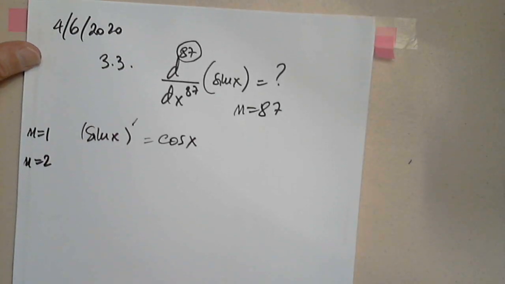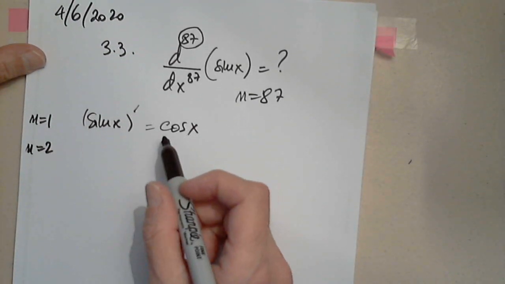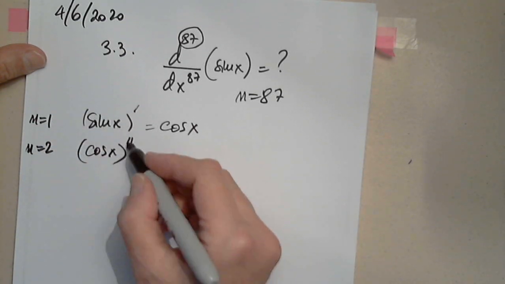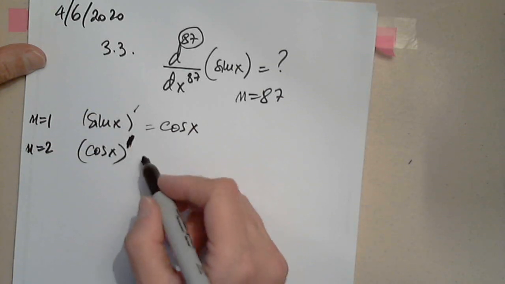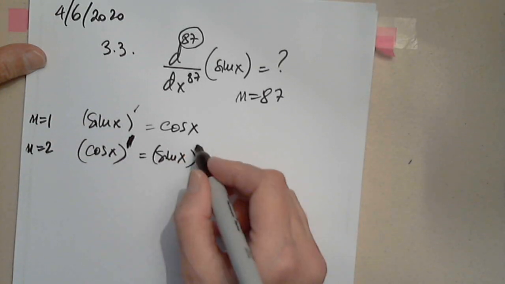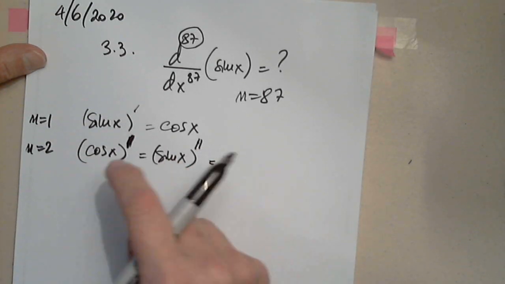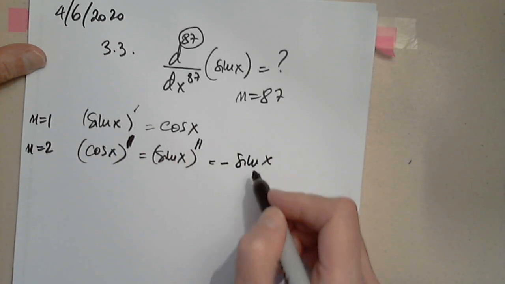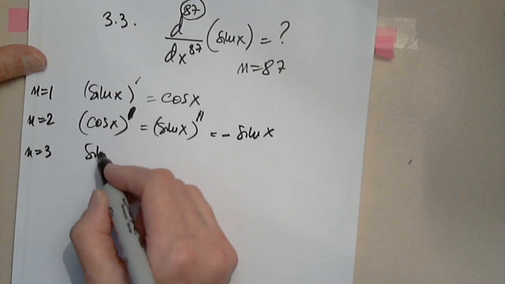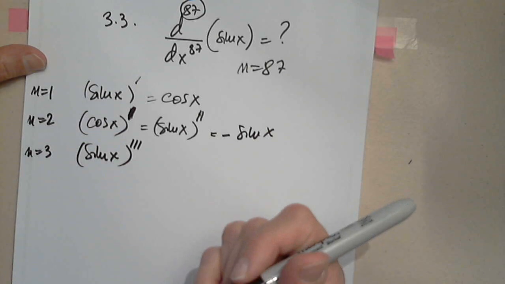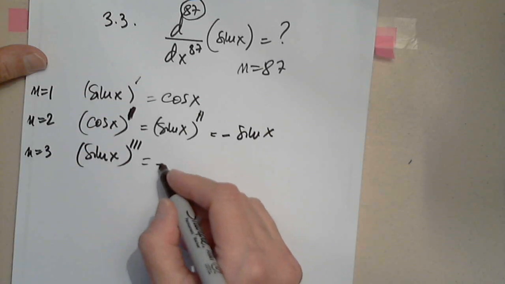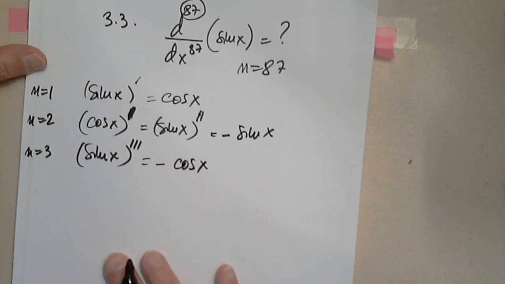I agree with that. When n equals 2, I have to differentiate cosine now, which will be the second derivative. I'm going to write the second derivative first. So second is cosine prime, which is negative sine x. When n equals 3, we have sine x differentiated the third time. So I have to differentiate this now, so this becomes negative cosine x.